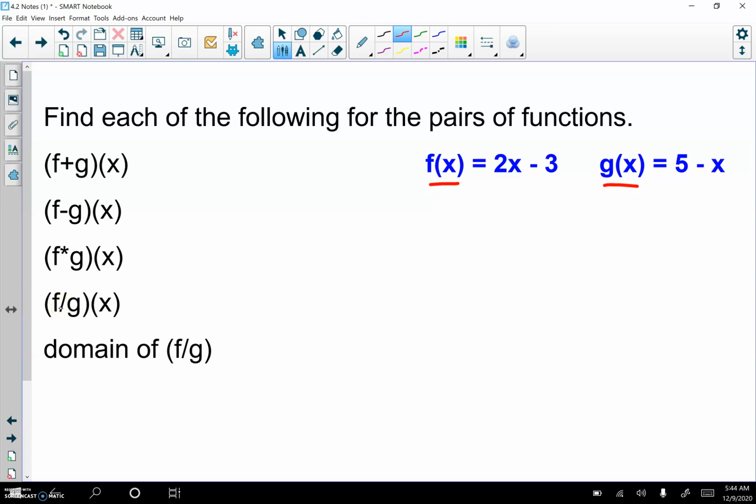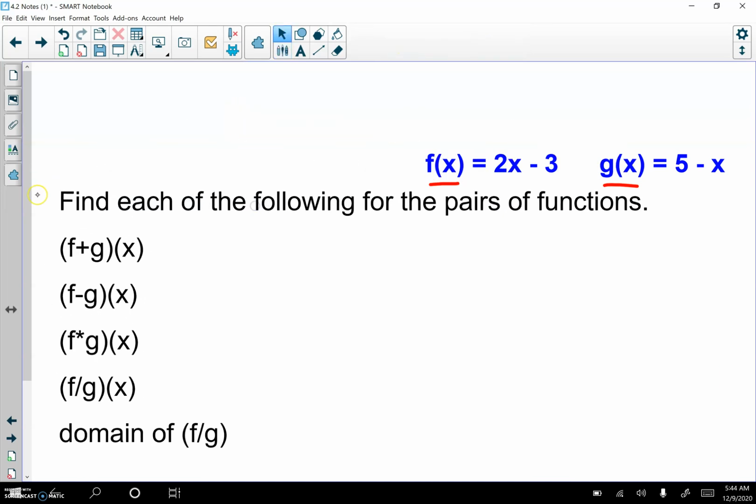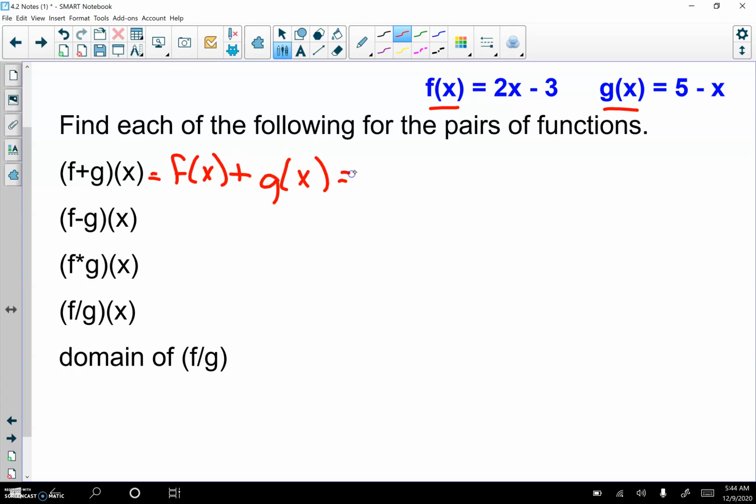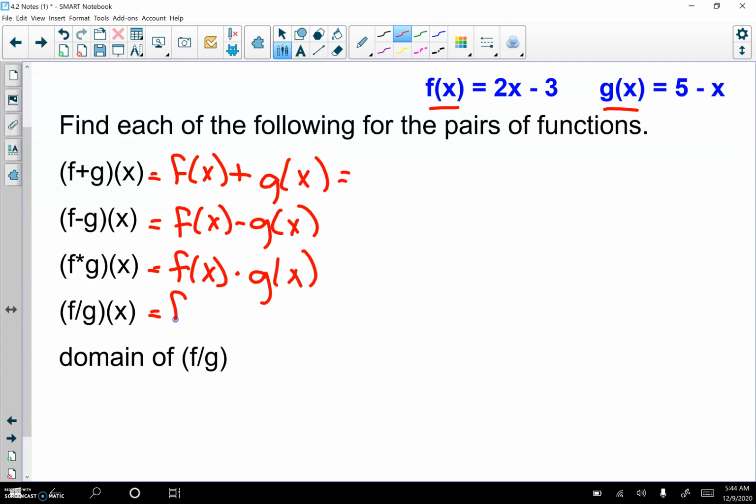If I'm going to do this first one here, I'm just going to bring this down. This notation here means f of x plus g of x. This notation means f of x minus g of x. And this is f of x times g of x. And this one's f of x divided by g of x.